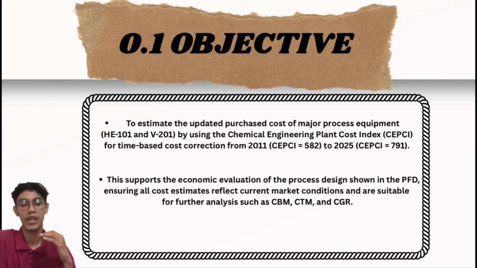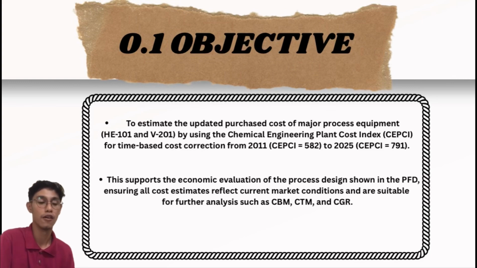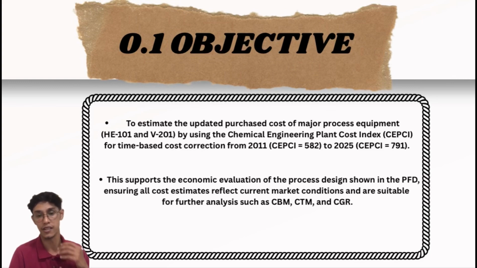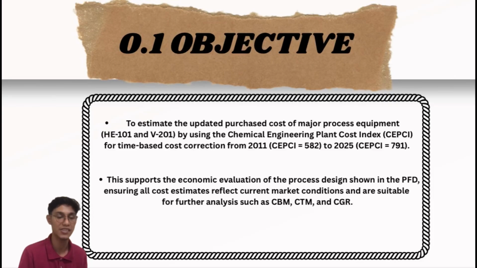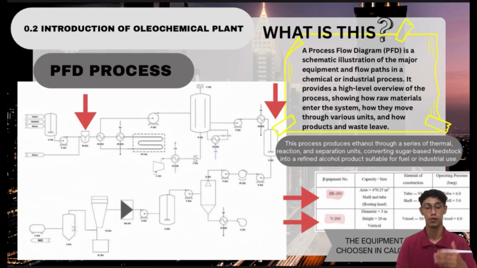Next, it supports the economic evaluation from the process design shown in the PFD, and it estimates all the cost and reflects the current market condition, suitable for further analysis such as CBM, CTM and CGR. The PFD is a schematic illustration of the major equipment that flows past in a chemical or industrial process.